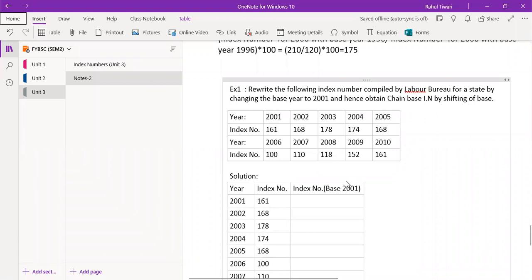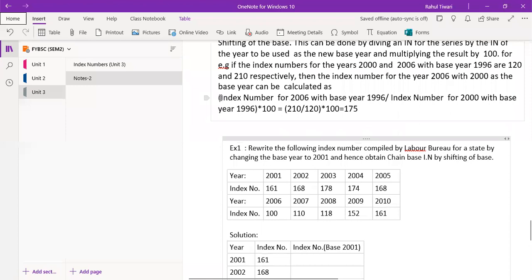So how do you shift the base first of all? That is the question. How do you shift the base? So the first index number is 161, right? Like 2001, we have index number 161. What is the definition?